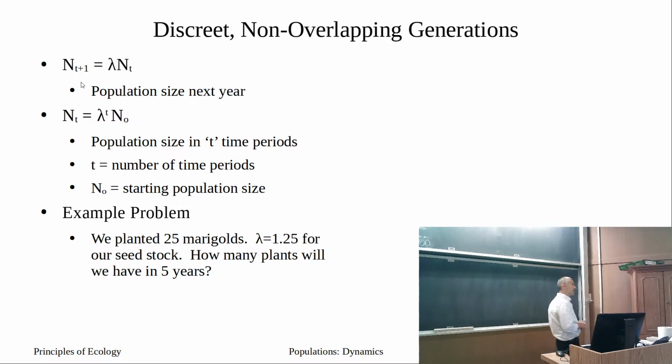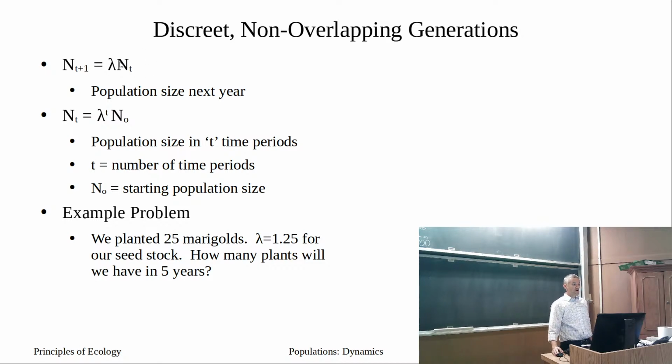The population size in the next time period is equal to lambda times n, the finite rate of growth times our current population size. And that is our prediction for the population size next year. But we can make it a little bit more general, so that we're not talking about just the next year. We can predict 2 years or 3 years or 5 years or 10 years down the line using this equation.